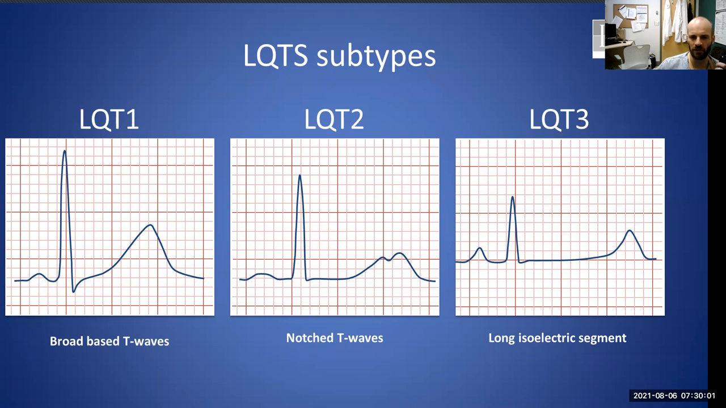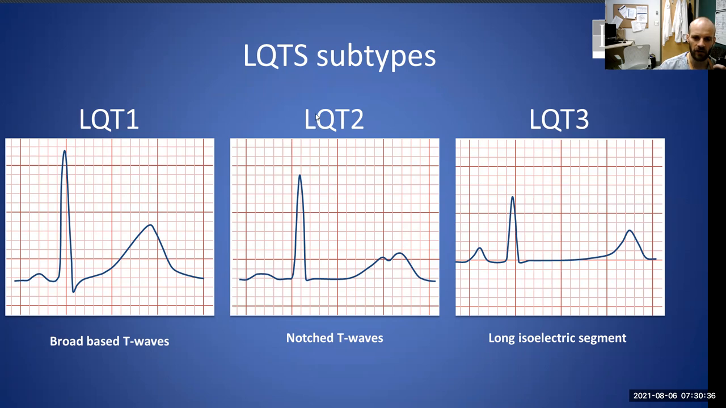Now, not everybody with long QT1 will have a pattern like this, or long QT3 with a pattern like this, but these are the classical descriptions that can give you a clue and are worth mentioning if you're reporting ECGs. So for the T waves in long QT1, you get a prolonged QT interval associated with broad-based T waves. The T wave starts pretty early on and goes right the way to the end, it tends to be big and broad. That's the typical pattern for long QT1.